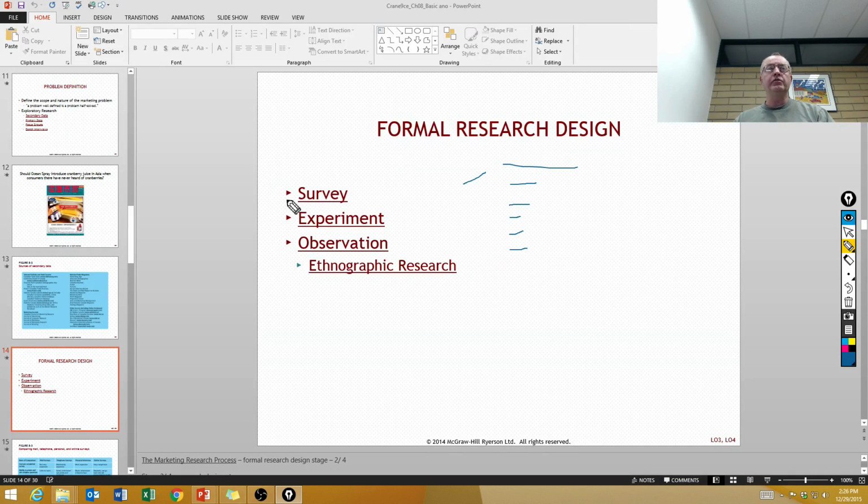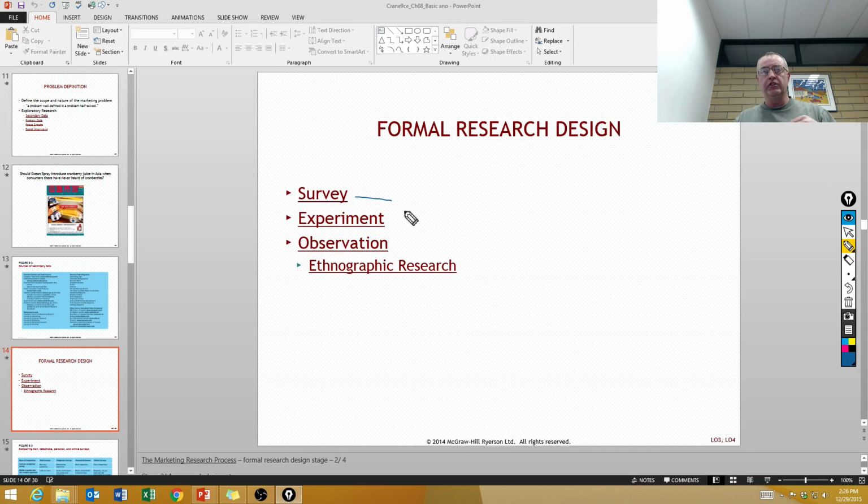So we have these three research methods. We have surveys, we have experiments, and we have observation. So we're going to walk through each of these three research techniques. So the first one is the survey technique. A survey is asking people questions and recording their answers on a questionnaire.